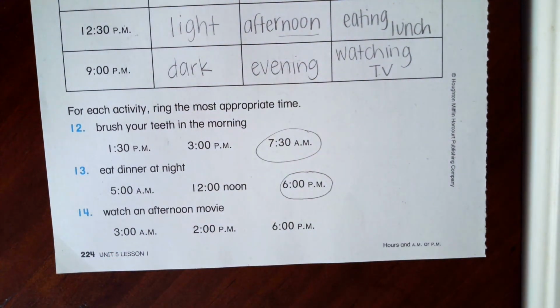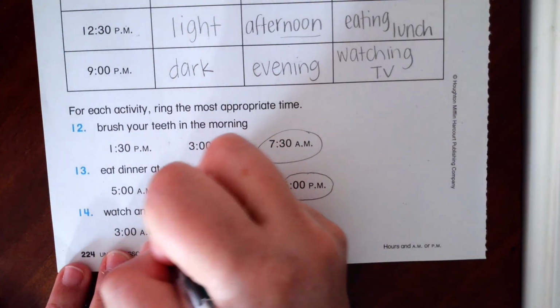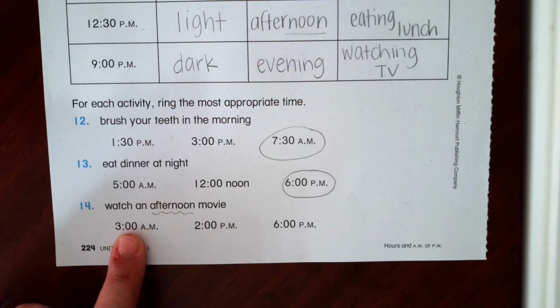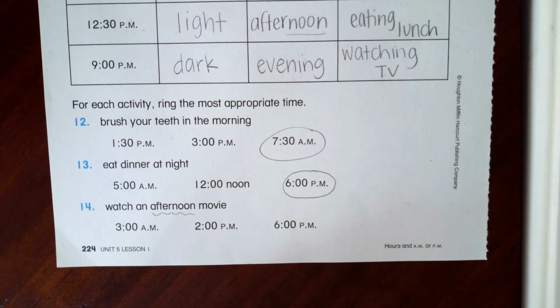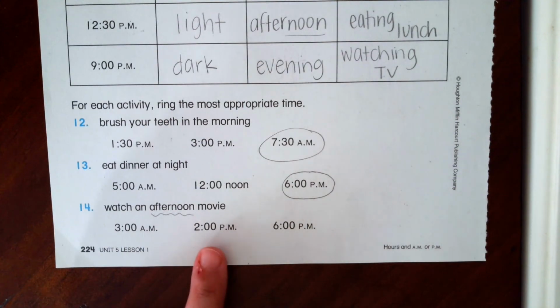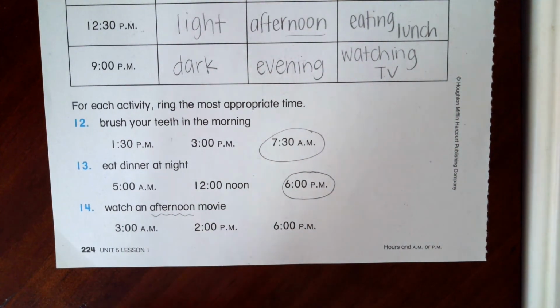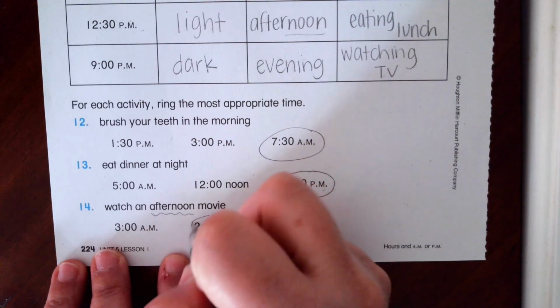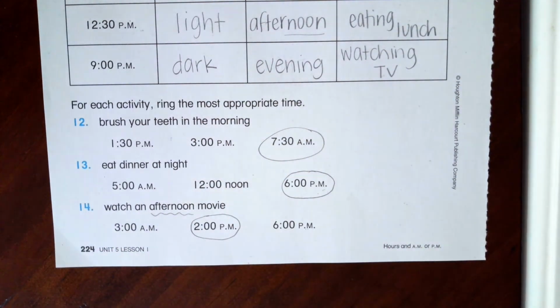And finally, watch an afternoon movie. I want you to try this one on your own. Your key word is afternoon. All right, we know that afternoon means PM, so it's not going to be 3 a.m. That's in the middle of the night, as we say, but we know that's really early morning. So is it 2 p.m. or 6 p.m.? When would it be the afternoon? We said we're eating dinner at 6 p.m., so the afternoon must be 2.